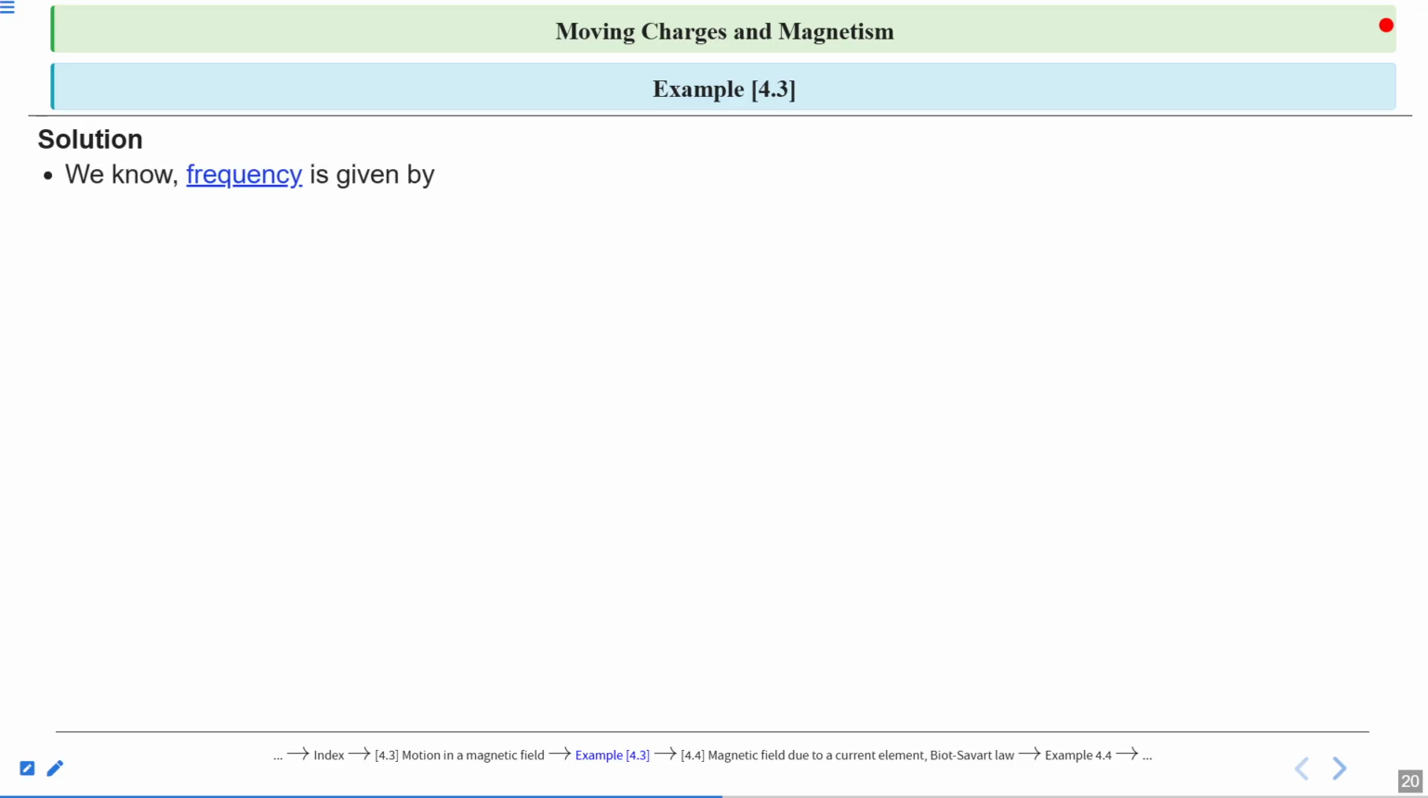Now we have to calculate the frequency. So what is the frequency? 1 by T. So what is T? Time period. That is, time is equal to distance upon velocity, or displacement upon velocity. We can say distance upon velocity in circular motion, because displacement for one revolution is 0. So we can say distance covered in one revolution upon velocity. That is the time period of circular motion.